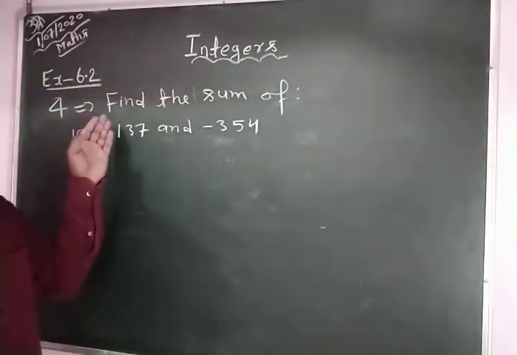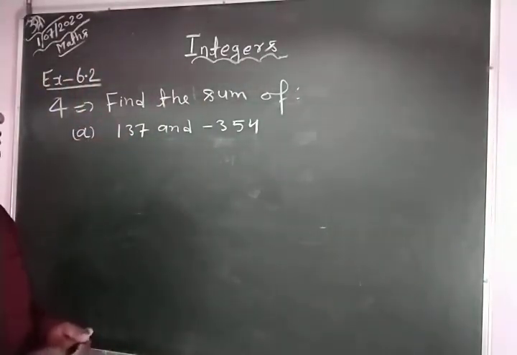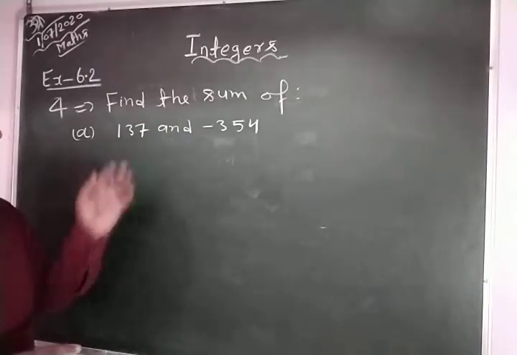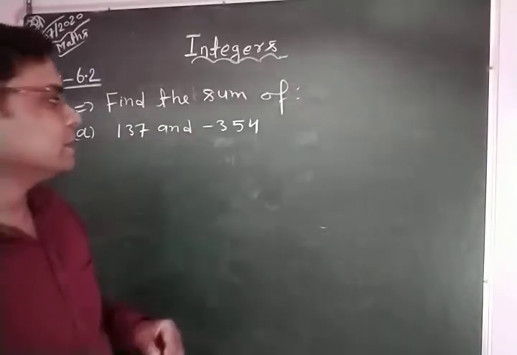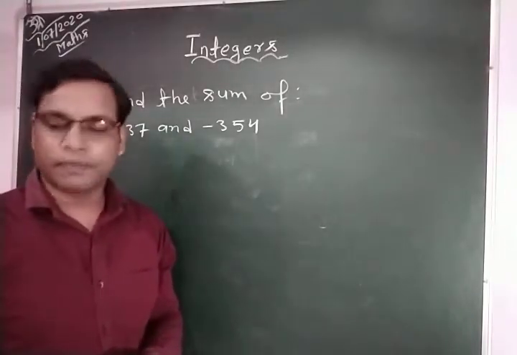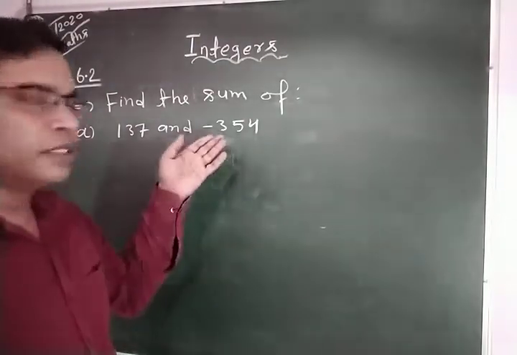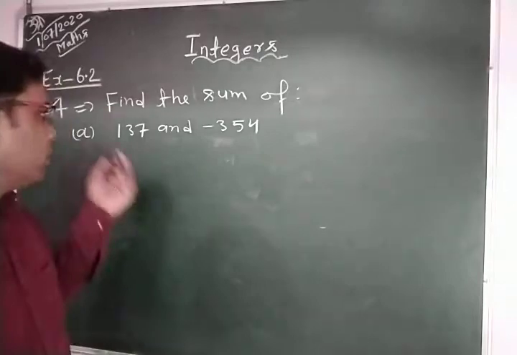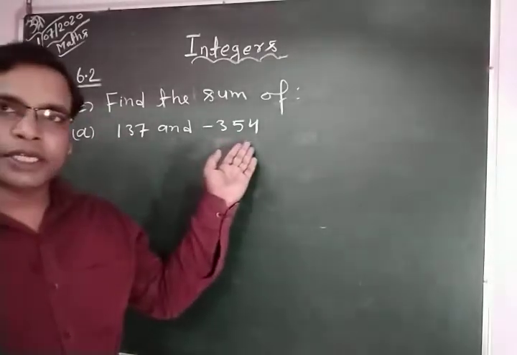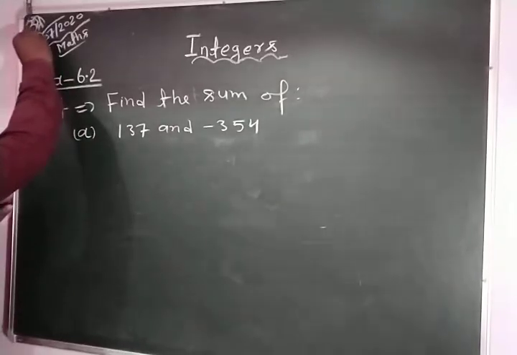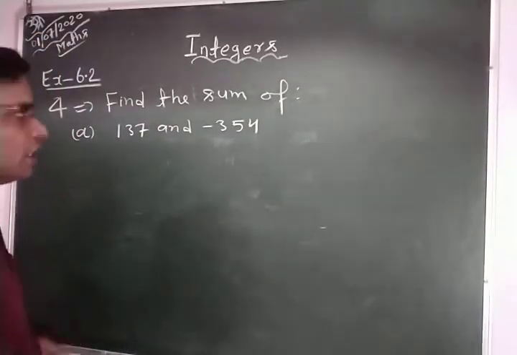Question 4 is: find the sum of part A, 137 and minus 354. So let's see how to find the sum of the two given integers. One integer is positive and the second is negative. Clear? So, solution.